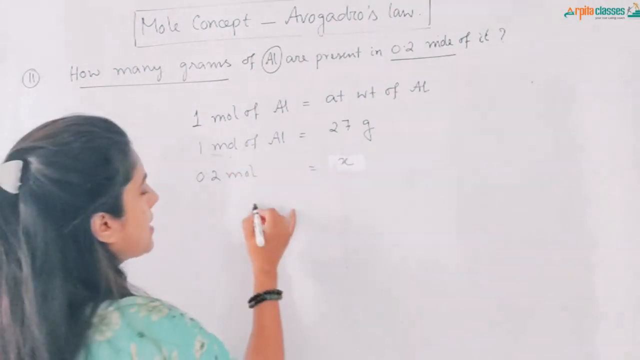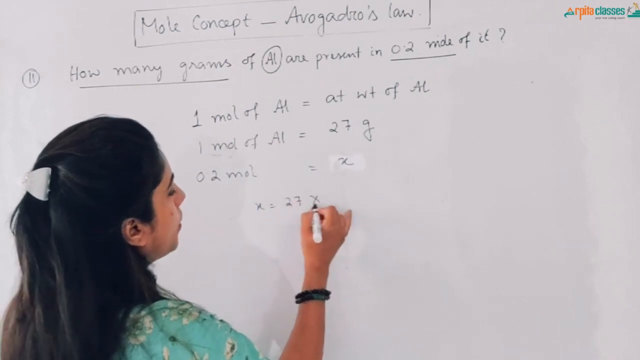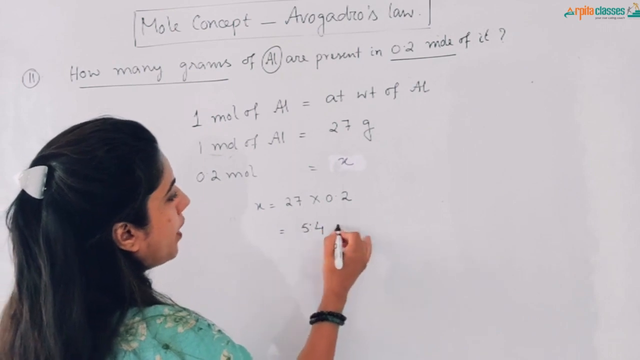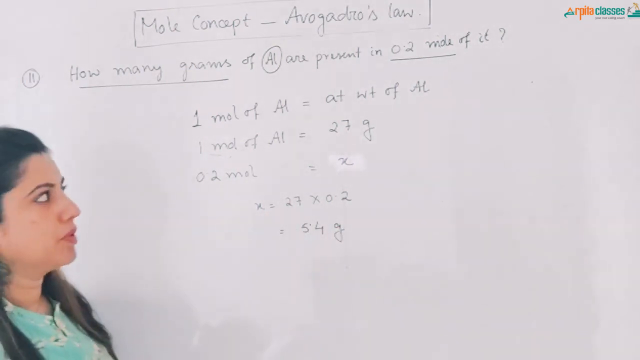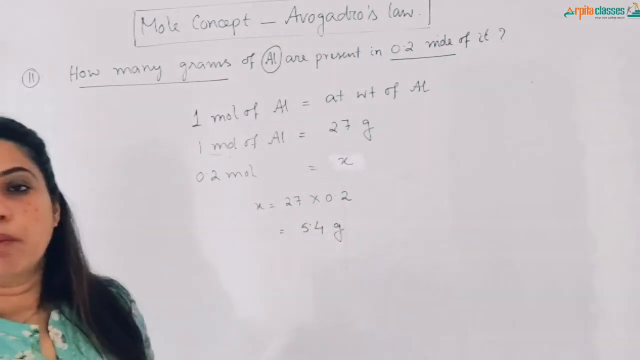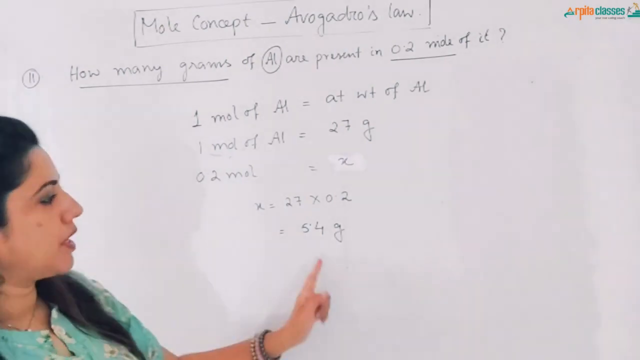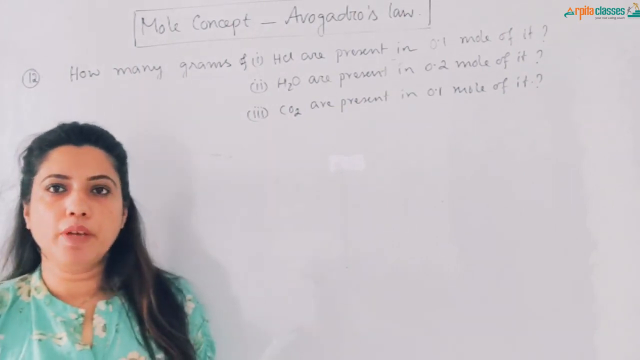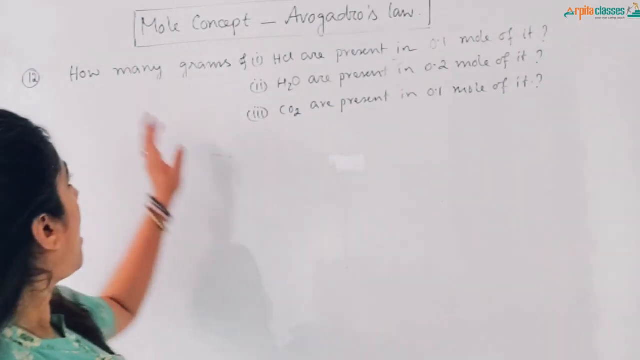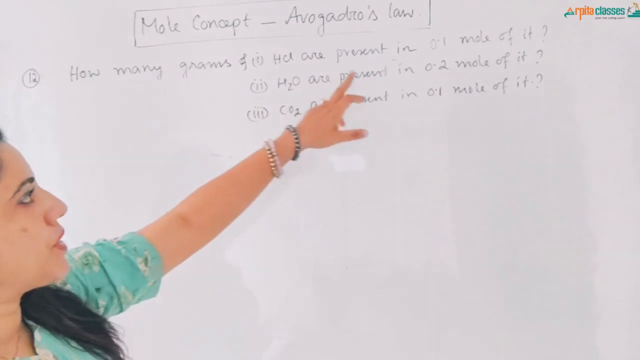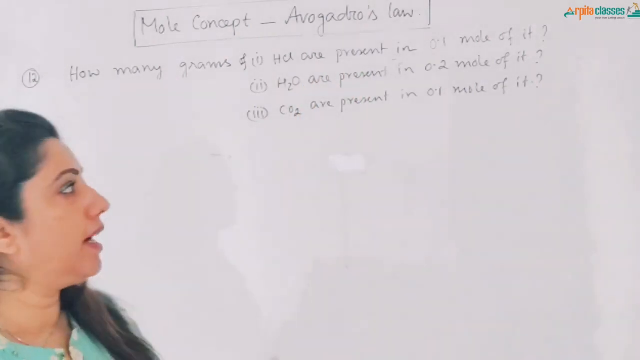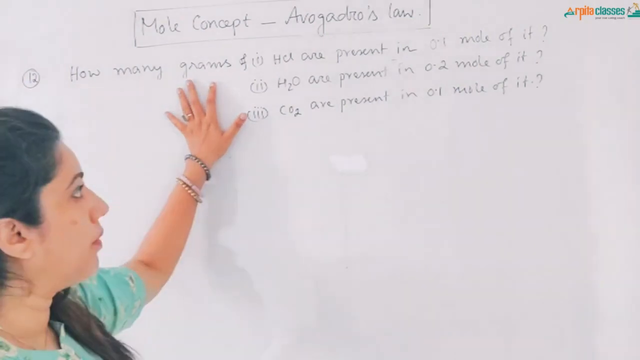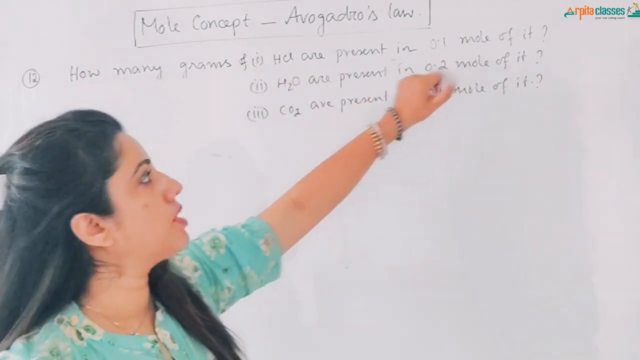Cross multiply, x is equal to 27 into 0.2, that is 5.4 gram. So in 0.2 mole of aluminium, 5.4 grams are there. In question number 12, we have similar type of sums. How many grams of HCl are present in 0.1 mole of it? Again, they are asking for how many grams, that is related to molecular weight or atomic weight, and they have given the number of moles.